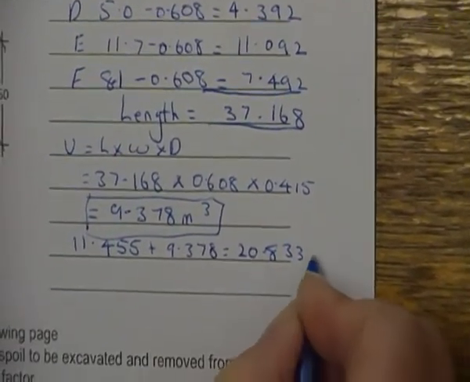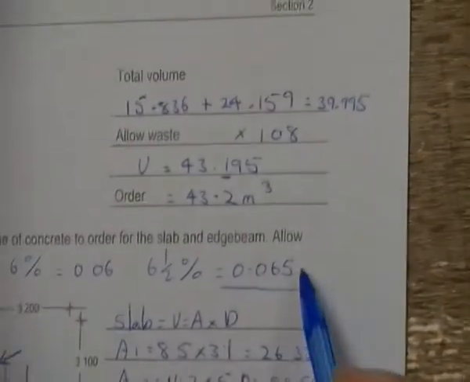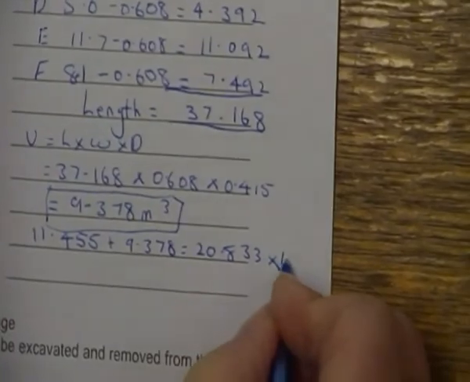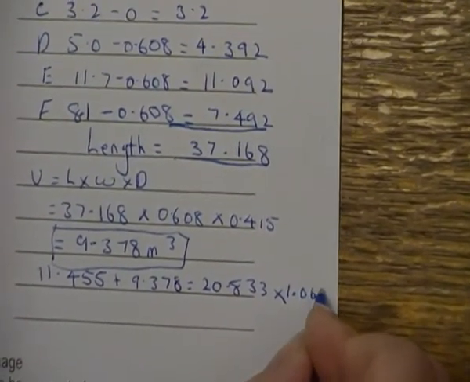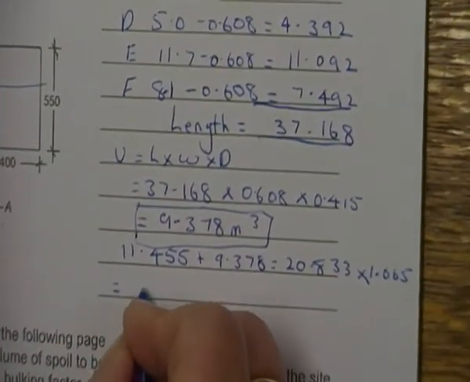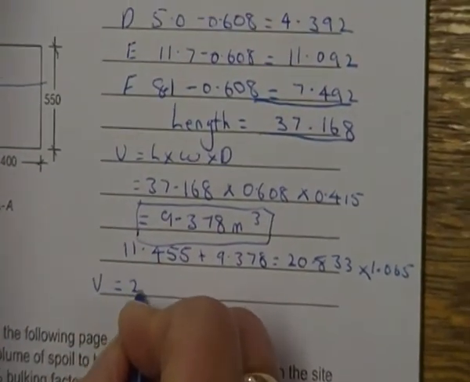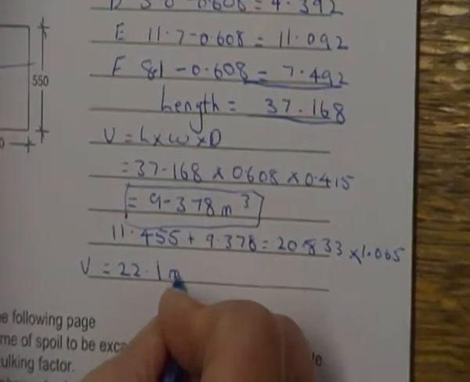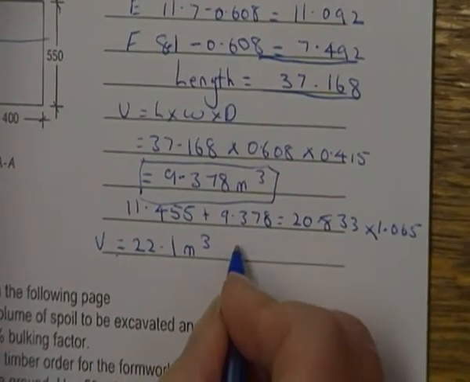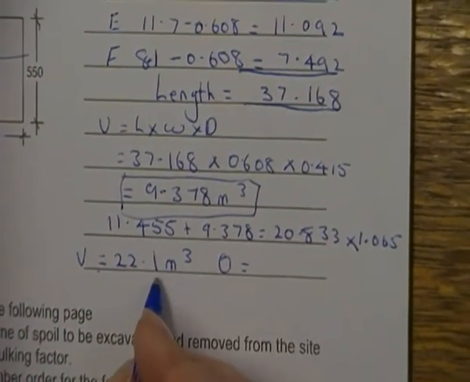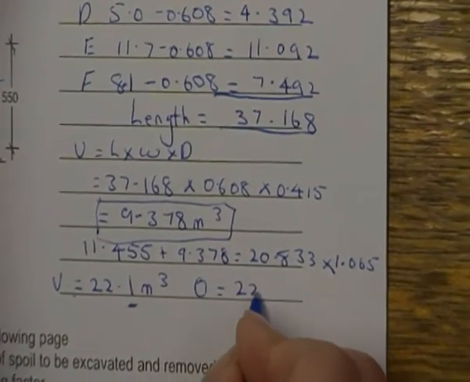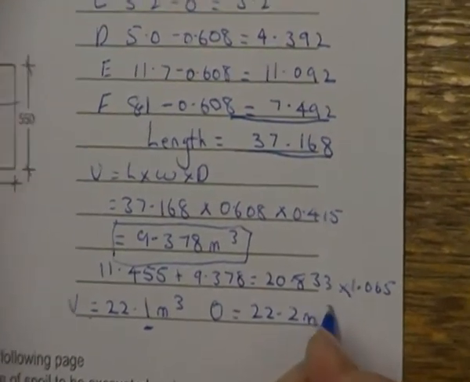We get a figure of 20.833. Now we have to times it by the waste. Remember, it's 6.5% waste, so we're going to times it by 1.065, and that's going to give us a volume of 22.1 meters cubed. When I want to ring up and order my concrete, I can't order that because it's not an even number. I've got to go up, so it's going to be 22.2 meters cubed.